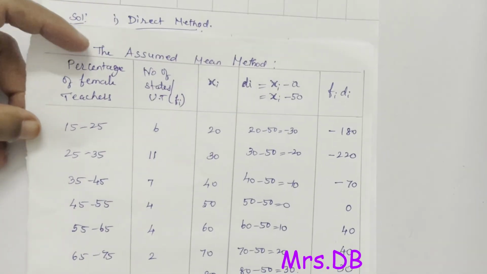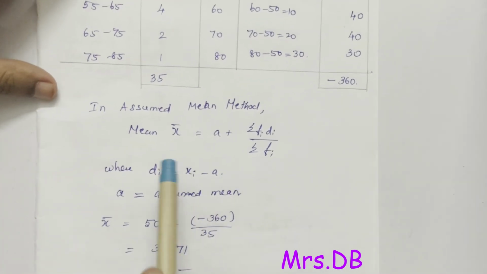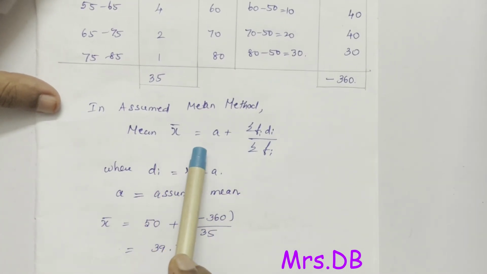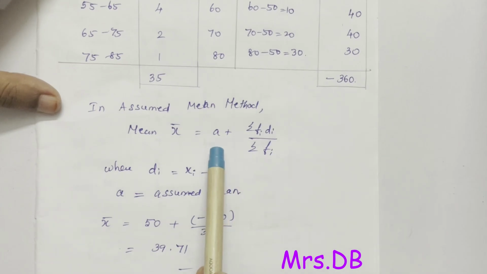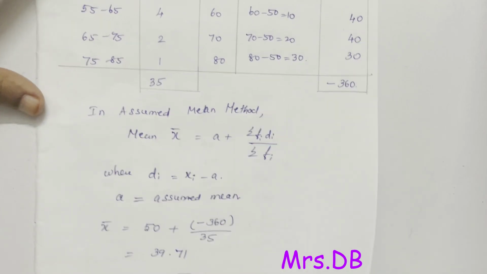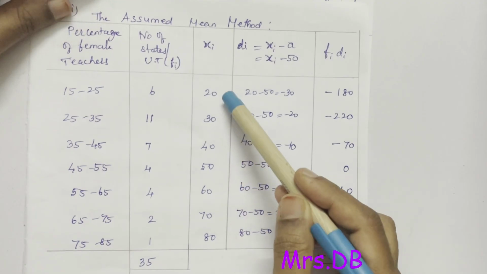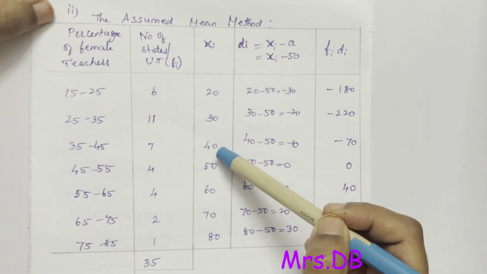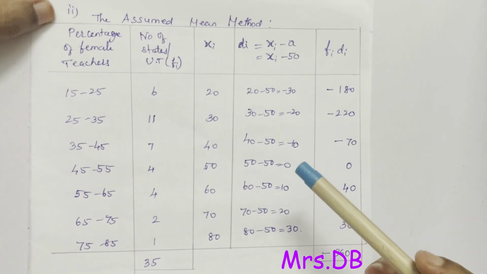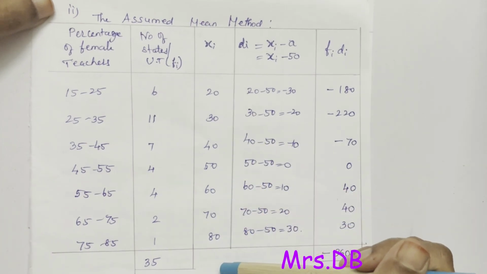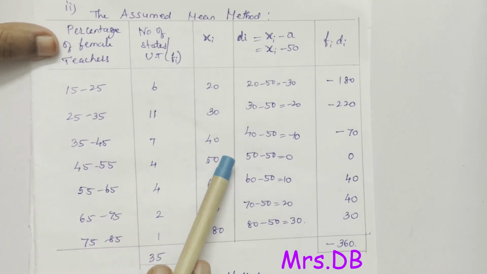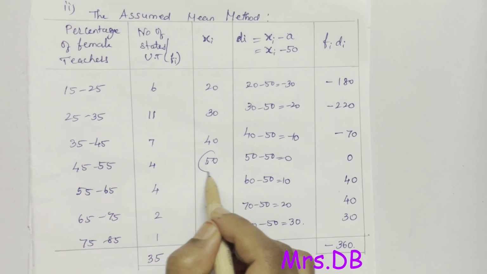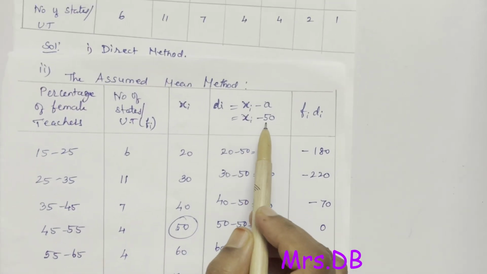Okay, the second method is the assumed mean method. For the assumed mean method, x bar equal to a plus sigma fi di by sigma fi. So what is a, what is d? A is the assumed mean. Assumed mean means, in the xi we have calculated, we have to take one number, and that should be a middlemost number. Here we have 7 rows, so we can get the middle number. Here the middle number is 50, so we can take that as a.